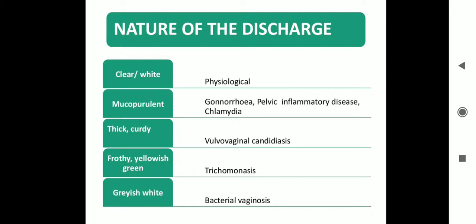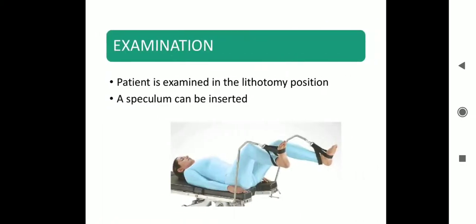So the nature of discharge: if it is clear or white, then it is physiological. If it is mucopurulent, then it might be due to gonorrhea, pelvic inflammatory disease, chlamydia. If it is thick and curdy, it is vulvovaginal candidiasis. If it is frothy, yellowish green, then it is trichomoniasis. Grayish white is due to bacterial vaginosis.